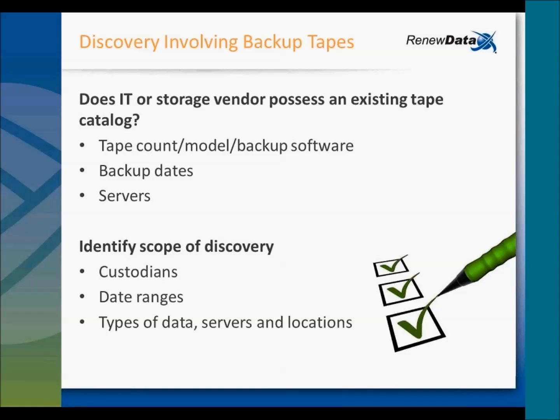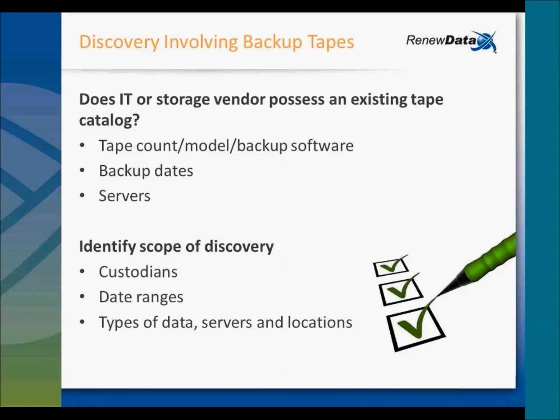There are service providers out there like Renew Data that can help scan thousands of tapes in an accepted amount of time, I'll say with quotes. And those catalogs will often contain the tape count, model, backup software, the backup dates to track when that data was written to tape and when that snapshot was taken, the specific servers, whether it's an email server or a loose file server, and the platform types, just to provide additional targeting information. All of that obviously helps to do a quick analysis up front when you receive a discovery order.